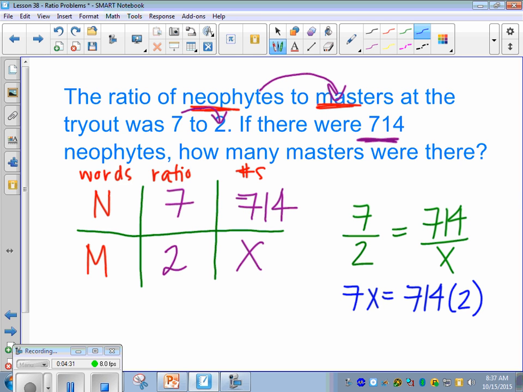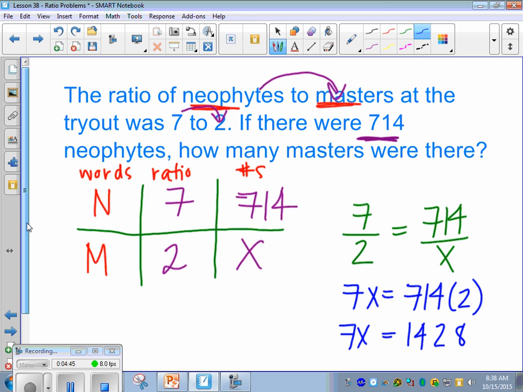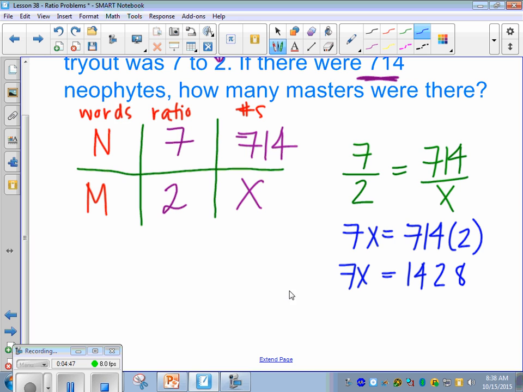All right, calculator and or mental math people, what is 714 times 2? Corey? 1428 equals 7x. So now what do I have to do to both sides, Nick, to solve? Yeah, divide by 7. I have that 7 on the x, so I need to get rid of it. Divide by 7. X equals 1428 divided by 7. Nate? 204.